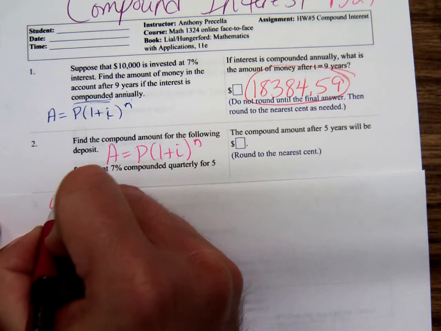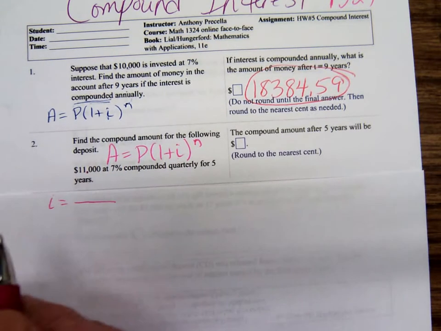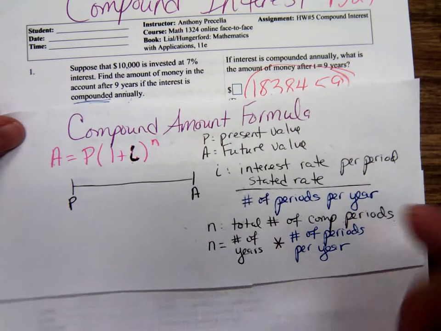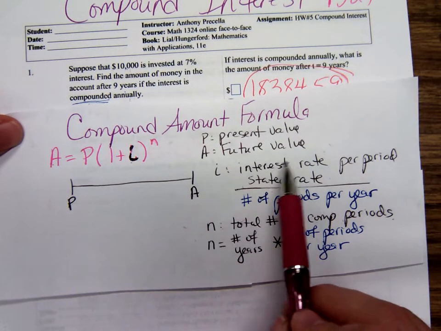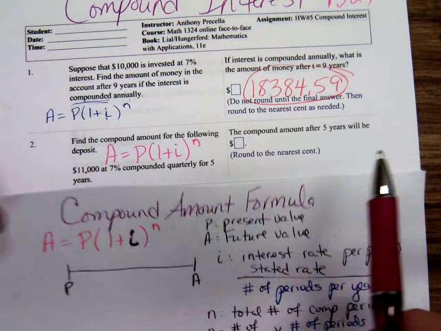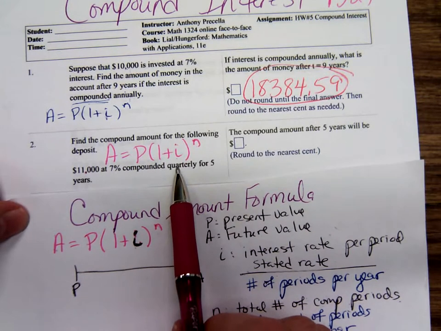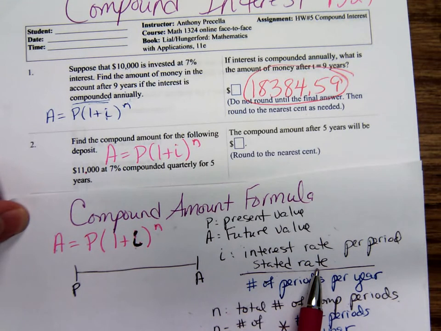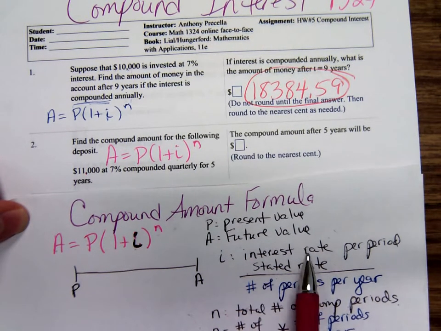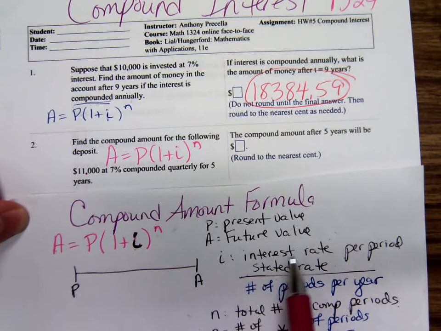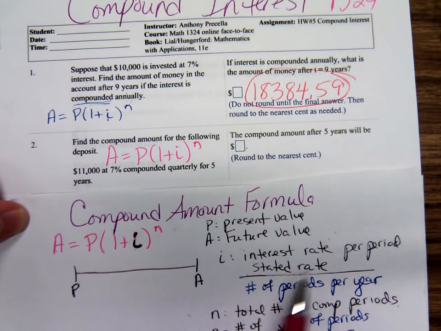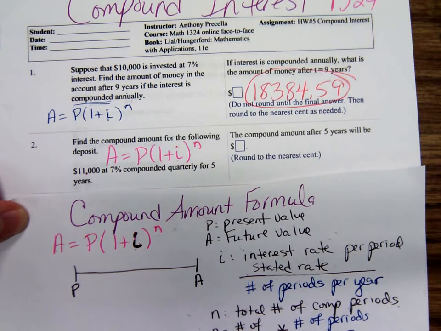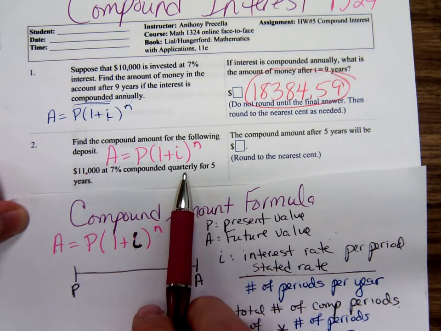Lowercase I is the interest rate per period, not the stated rate. In this particular problem, the period is quarters. So you're going to go stated rate divided by the number of periods per year. To get n, you're going to go number of years times number of periods. And the periods that we're dealing with are quarters.